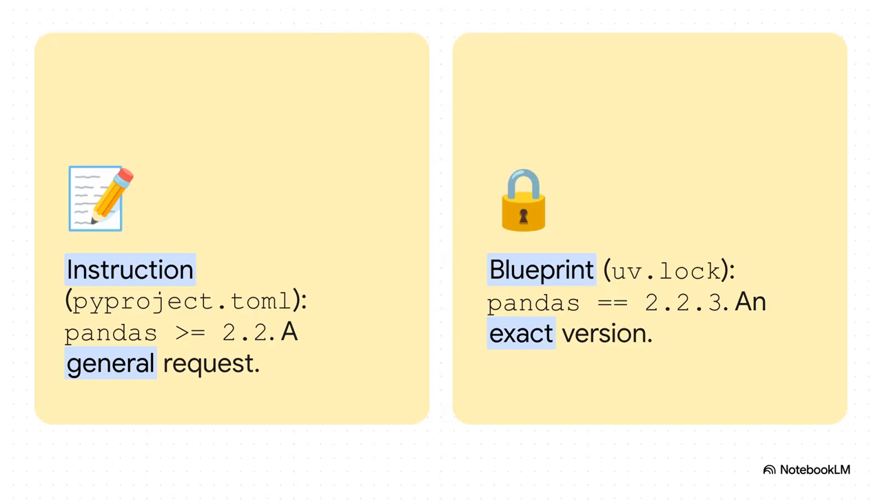The best way to think about this is like an instruction versus a blueprint. Your pyproject.toml file gives a general instruction. It says something like, hey, I need pandas version 2.2 or newer. But the uv.lock file, that's the exact blueprint. It says, for this build, right now, we are using precisely pandas version 2.2.3. And it does that for every single dependency and subdependency in the entire project.